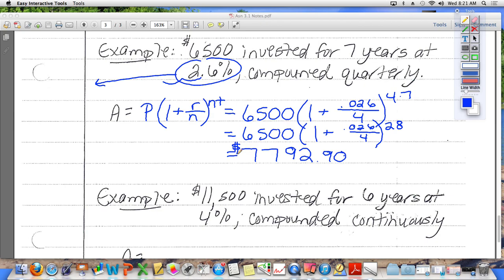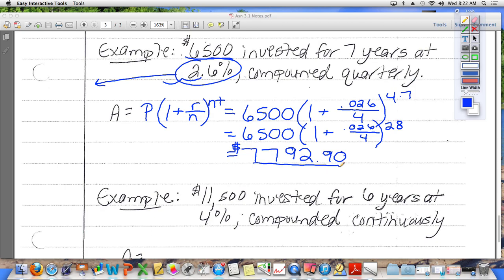So that's the amount at the end of the 7 years. If I were to ask you how much interest did you earn, what would you do? Louis is right. He said subtract. I was trying to figure out what you meant, but yes, you just subtract it. If the 6,500 is what you started with and this is what you ended with, how much money did you earn? You just subtract the two values.